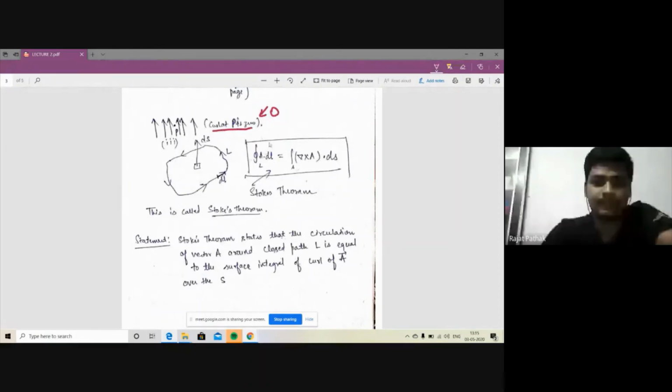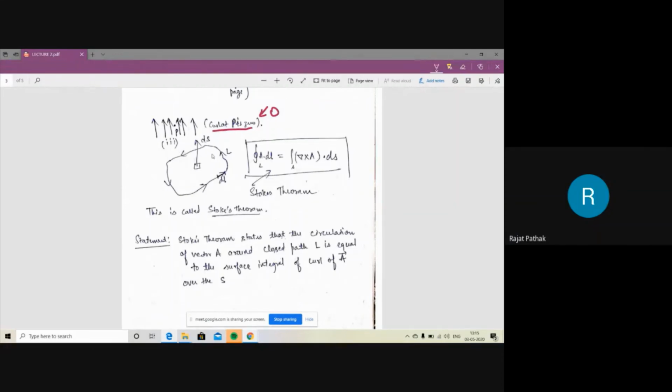Suppose this is a surface under consideration, and this is a curve L. So if we have the vector A, the line integral of vector A will be equal to the surface integral of the curl of A. This is called the Stokes theorem. What is the Stokes theorem? The statement is given over here.